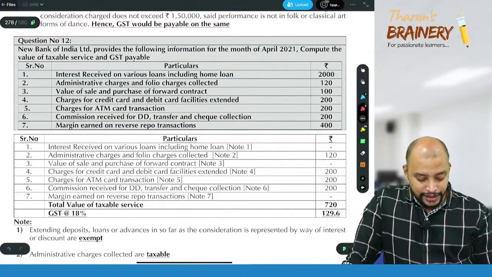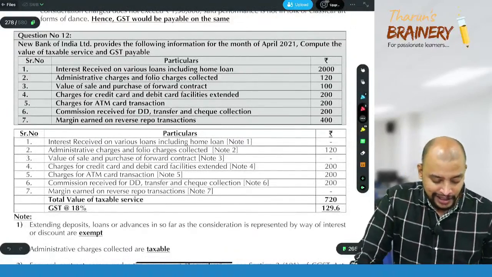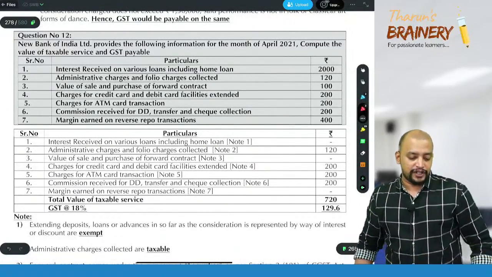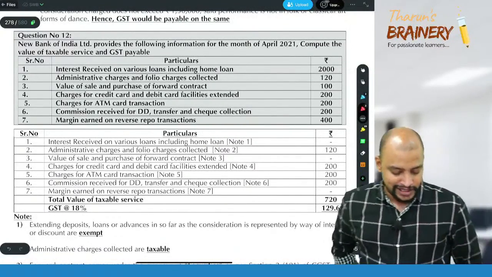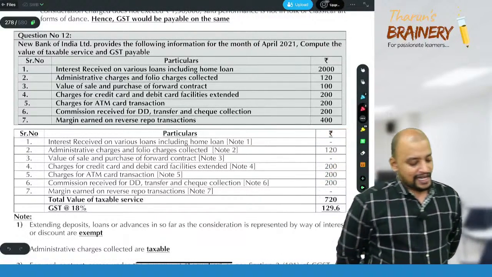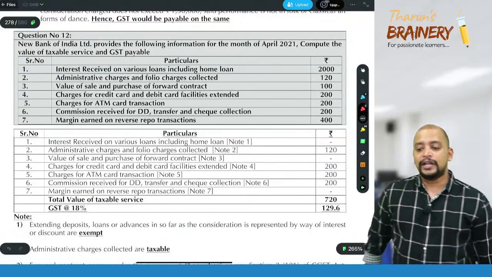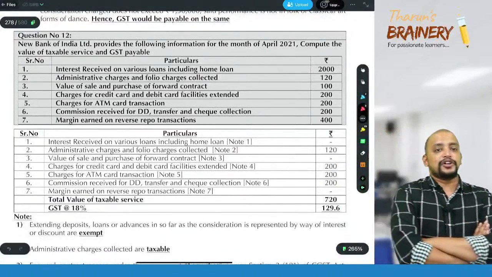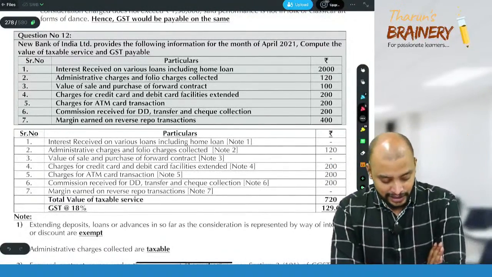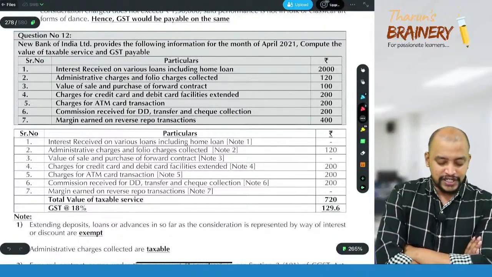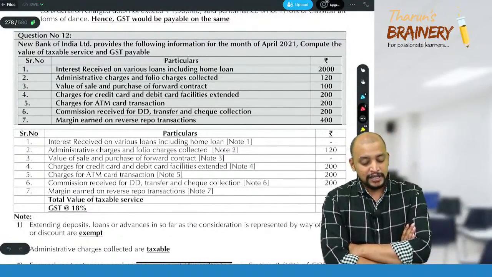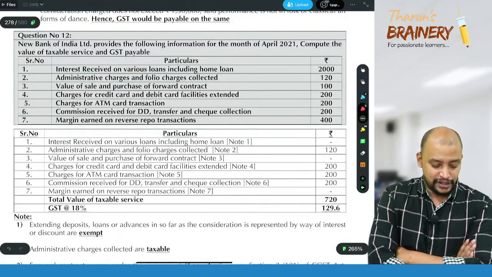Then question number 12. New Bank of India Limited provide the following information for the month of April 2021. Compute the value of taxable service. Interest received on various loans including home loan. Interest on loans, advances, deposits is exempted. Then administrative charges, folio charges taxable because other than interest or discount.